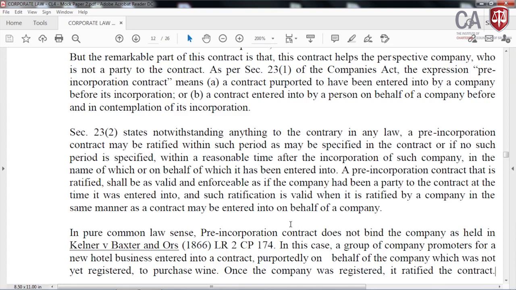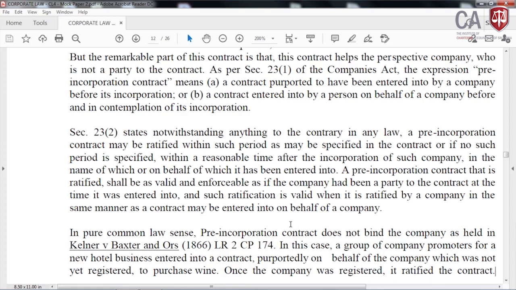So, a pre-incorporation contract that is ratified shall be as valid and enforceable as if the company had been a party to the contract, such as in the case of a company contract, similar to that of a contract entered by a company after its incorporation, at the time it was entered into. And such ratification is valid when it is ratified by the company in the same manner as the contract may be entered into on behalf of a company.